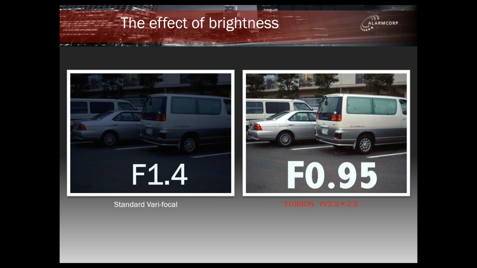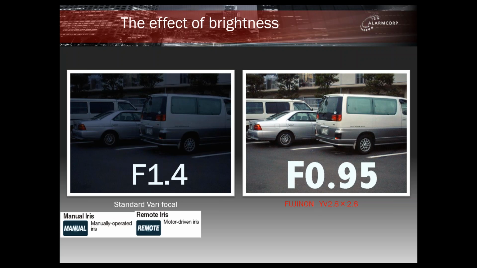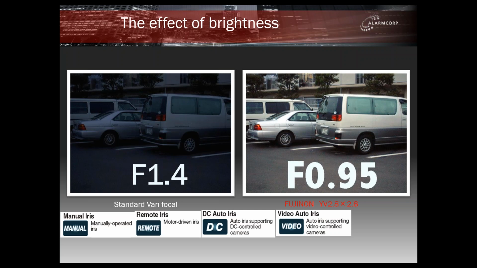This image demonstrates how a lower f-stop improves the quality of the image by providing clearer detail. Controlling the light is the domain of the iris, where there are 4 options available: manual, remote, DC, and remote iris, one more, which is basically being able to switch from DC to remote.